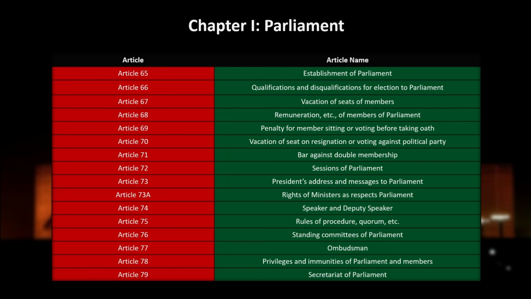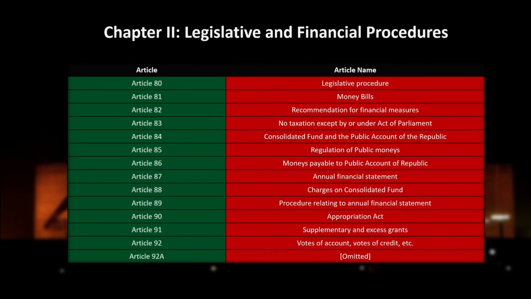Then Chapter 2, Legislative and Financial Procedures. This chapter mentions the procedure of making an act of Parliament. For that, a bill needs to be passed with the assent of the President. If the President fails to assent within 15 days, it shall be deemed as assented and will get the status of law. It also contains the legislative procedure for money bills.